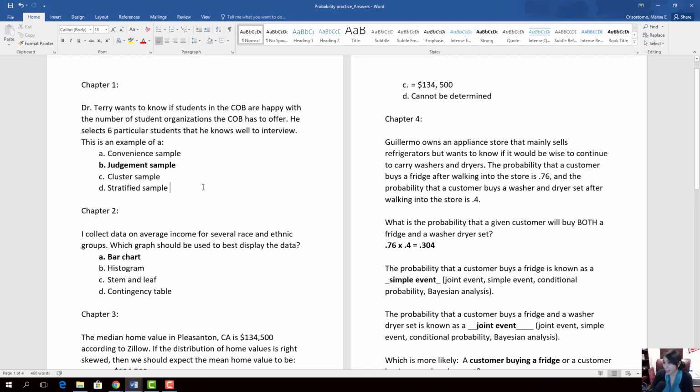So here's the first one. Dr. Terry selects 6 particular students that he knows well to interview. This is an example of, and that would be a judgment sample. If you are picking particular people for your sample, then that automatically becomes a judgment sample. There's no probability involved. You are picking those individuals that you want. Another example of a judgment sample would be references or letters of recommendation. You are picking those particular people who you want to represent yourself.